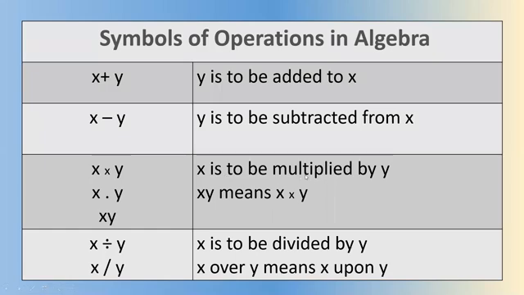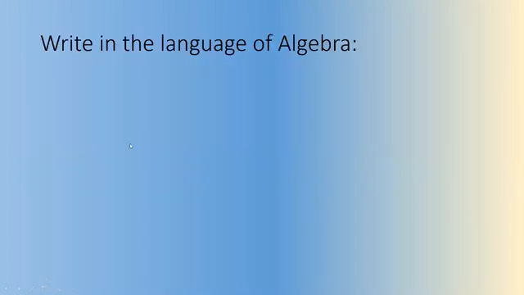Now, x is to be multiplied by y. How can we write in the language of algebra? X multiply with y, or x dot y, or x simply y. Okay, no sign is between them. So, Jayakumar, which sign is between them? It's a sign of multiplication. Now, x is divided by y. We can write like this: x divided by y, or x over y. Okay, or we can say that x upon y.